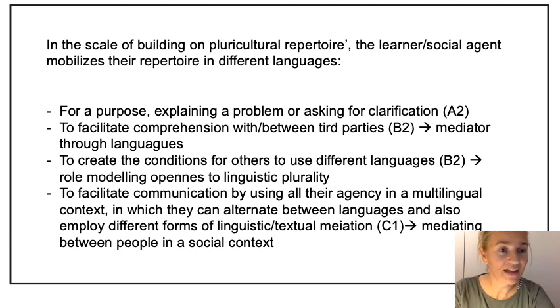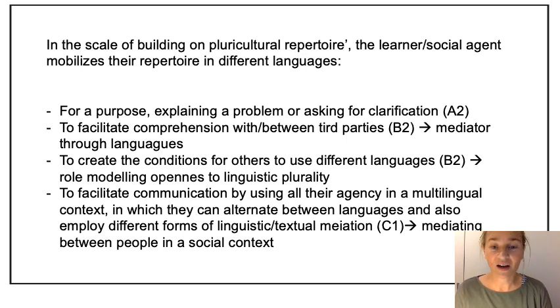So how are they linked, in fact? Well, in the scale of building on the pluricultural repertoire, the learner or the social agent mobilizes their own repertoire in different languages. So that's how the plurilingual aspect comes into play. How do they do this, or when do they do this? For a purpose, or for explaining a problem or asking for clarification at the A2 level, to facilitate comprehension with or between third parties at the B2 level, so that the mediation happens through the languages, to create the conditions for others to use different languages at the B2 level.